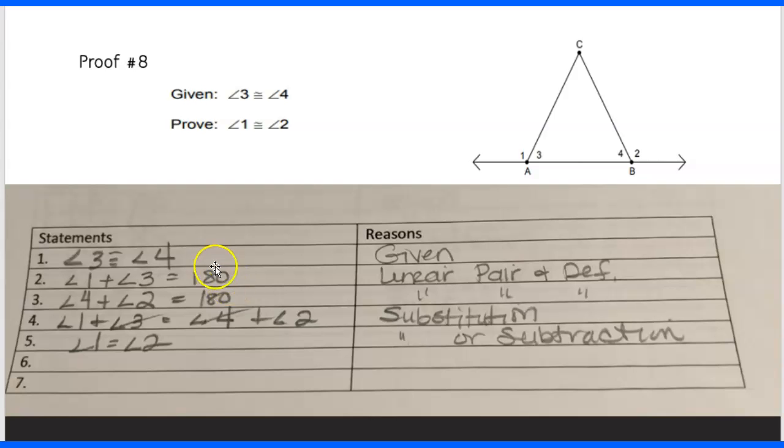Now I'm going to take these 180 degrees out, and I'm going to set them equal to each other. Angle 1 plus angle 3 equals angle 4 plus angle 2. Substitution. Just substituting them in for the 180. And now because I know that angle 3 and angle 4 are equal, I'm going to get rid of them. I'm subtracting them out. I'm left with angle 1 equals angle 2.